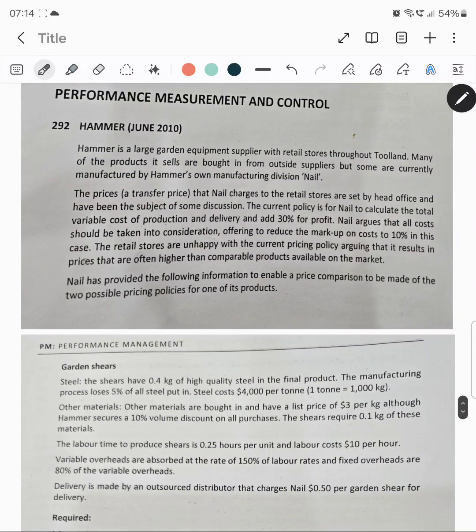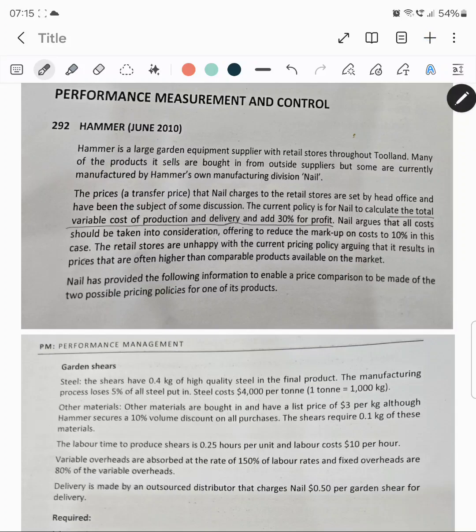The current policy is for Nail to calculate the total variable cost of production and delivery, and add 30% for profit. Nail argues that all the costs should be taken into consideration, offering to reduce the markup on cost to 10%. The retail stores are unhappy with the current pricing policy, arguing that it results in prices that are often higher than comparable products available on the market.